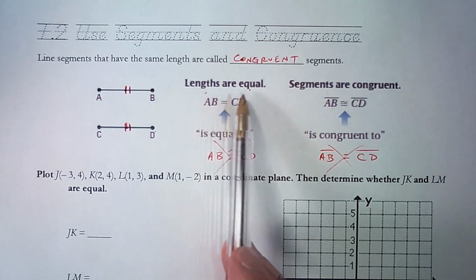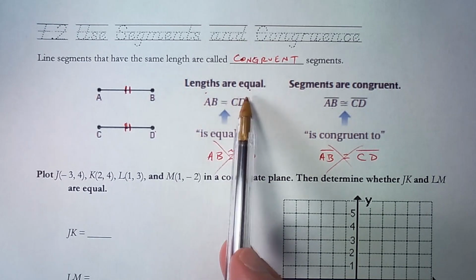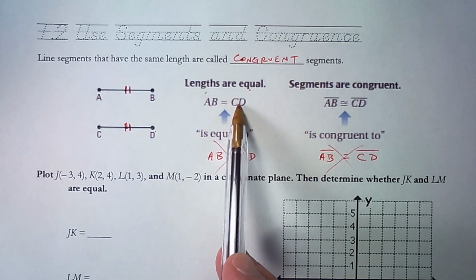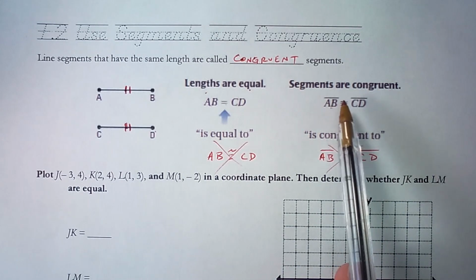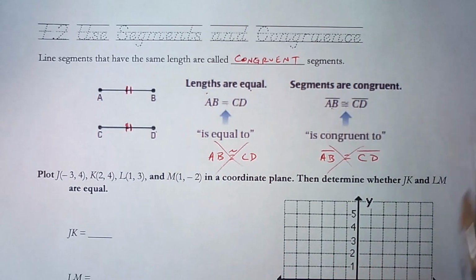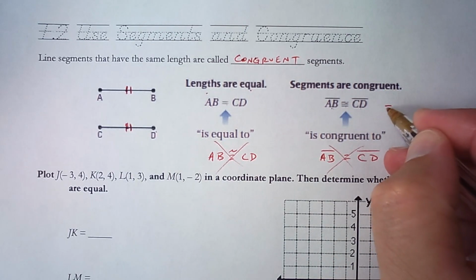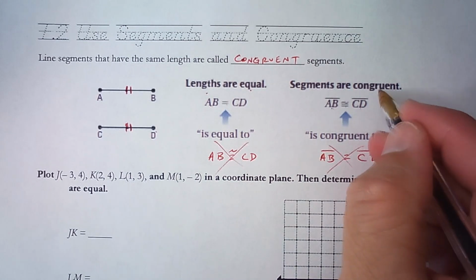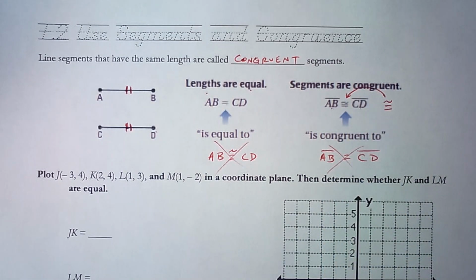Remember, with no bar over the top, that means the length of one segment is equal to the length of the other, or we would say one segment is congruent to the other segment. So that shows up a little fuzzy, but congruent is an equal sign with that over the top. Okay, so that's the symbol right there.